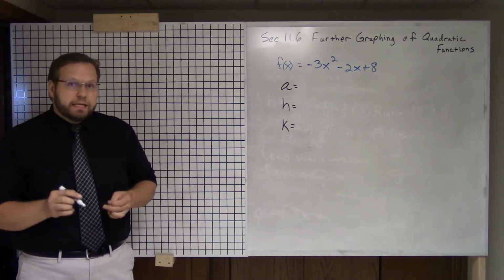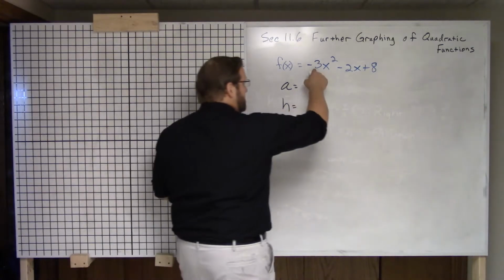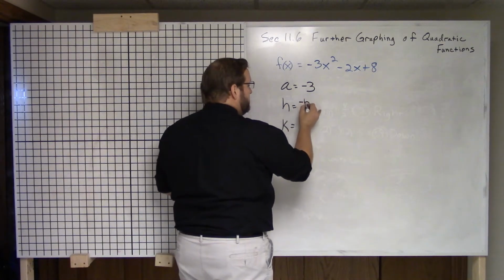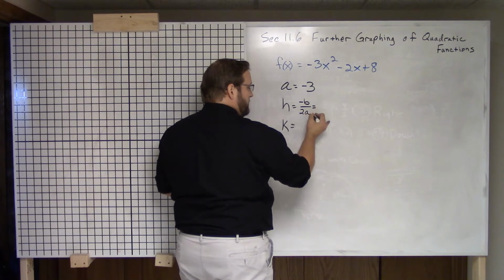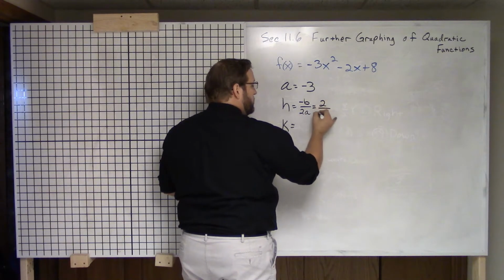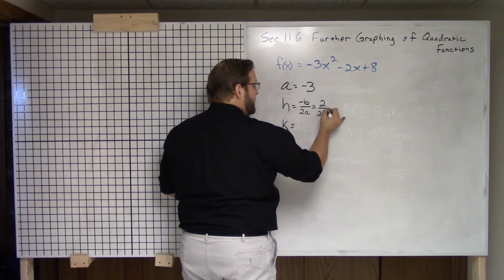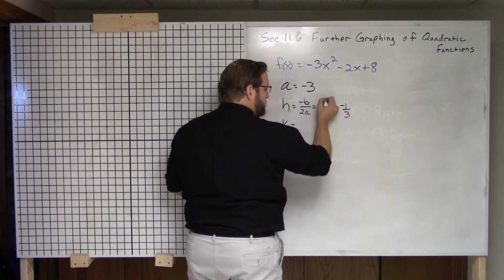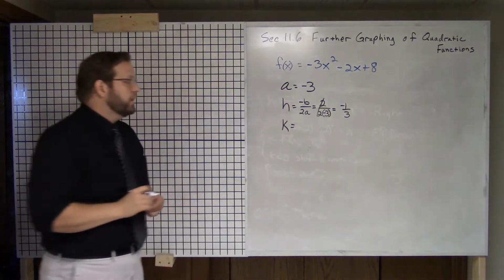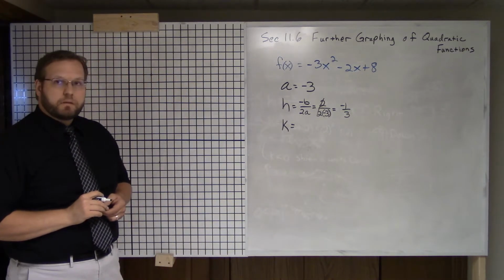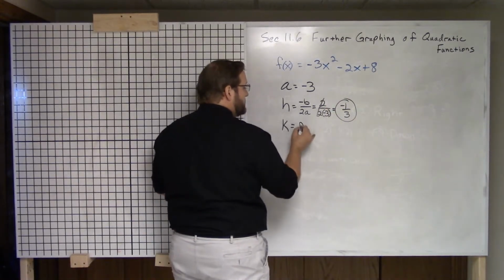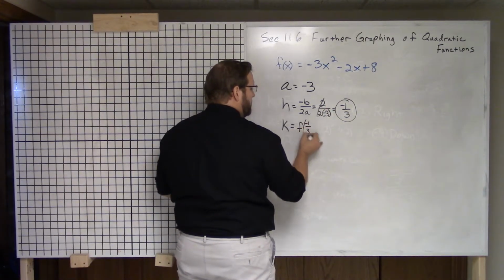Okay, so in this case, the a value is sitting out in front, so negative 3. H is that opposite of b over 2a, which is positive 2 over 2 times negative 3, which is negative 1/3, because those 2's just cancel out. Okay? Now, what we have to do from there is plug that in. So f of negative 1/3.